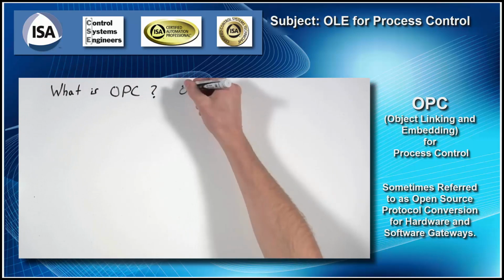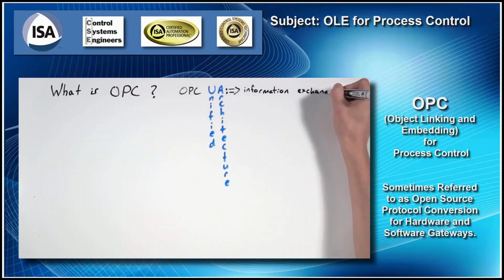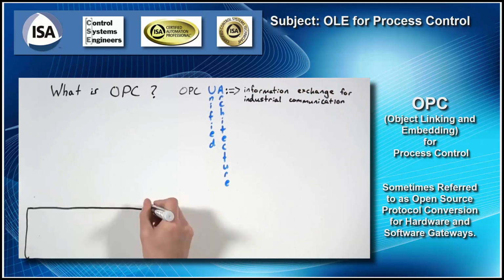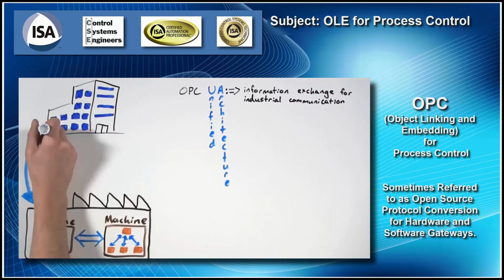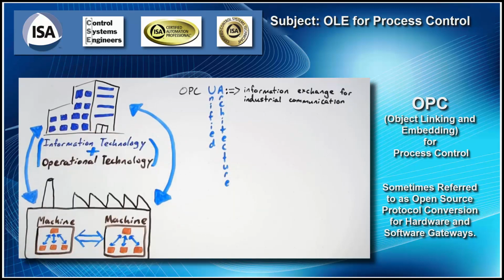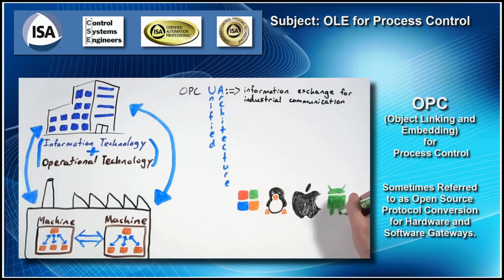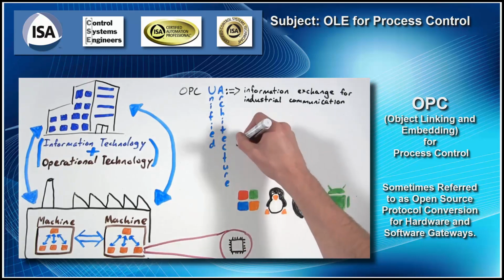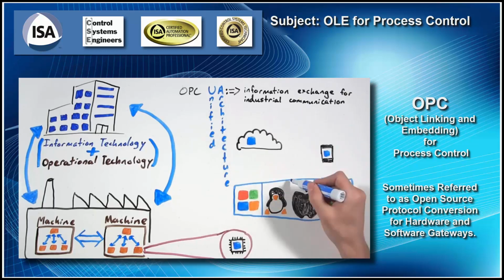What is OPC? OPC UA is an open standard that specifies information exchange for industrial communication, particularly on devices within machines, between machines, and from machines to systems in a convergence of IT and OT. It can be used with any software platform: Windows, Linux, Mac, Android, well, you get the picture. And this makes OPC UA scalable, from minimal embedded controllers to massive cloud infrastructures, even mobile devices.